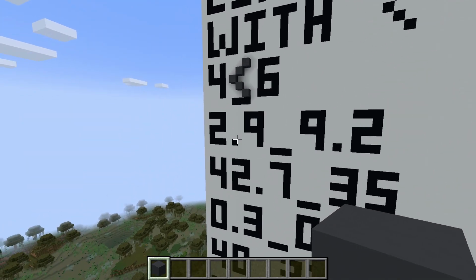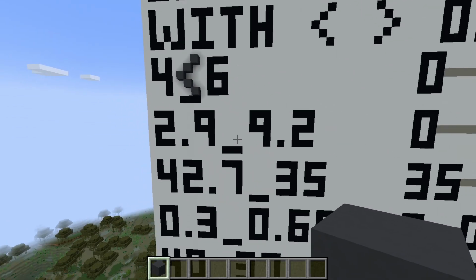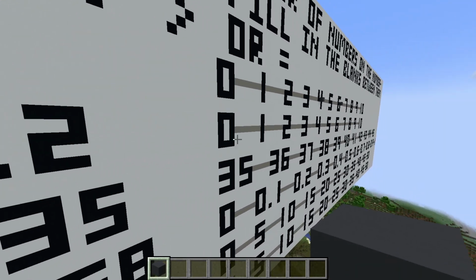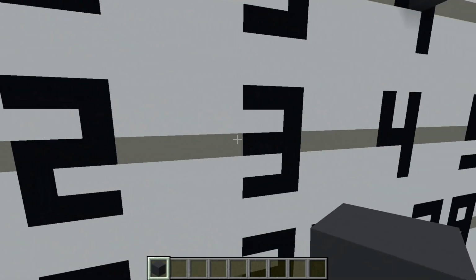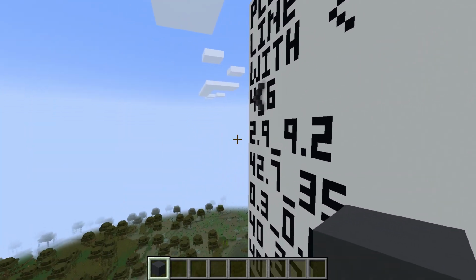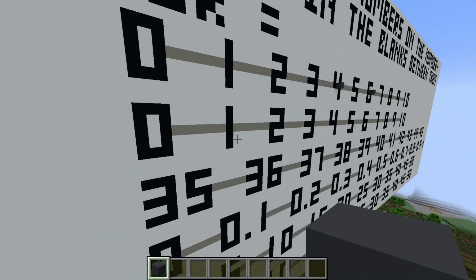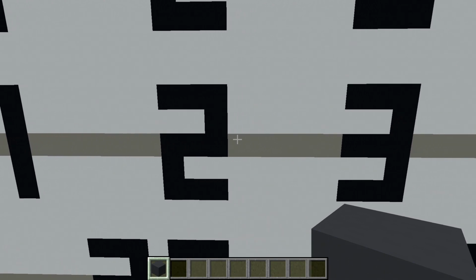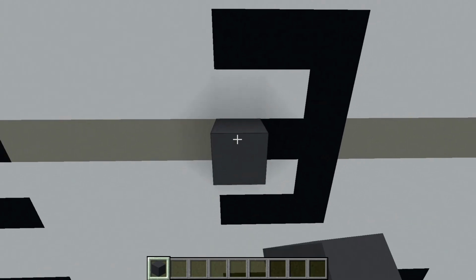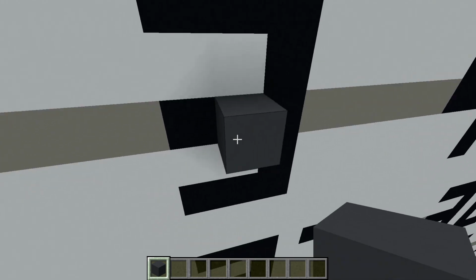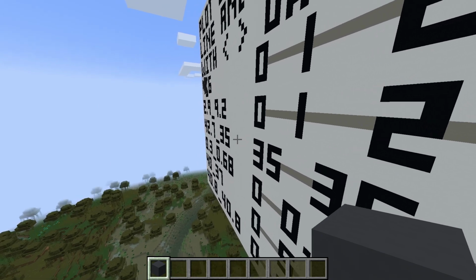Next up, 2.9 and 9.2. This one's a little harder, but not by much. 2.9 is going to be between 2 and 3. Remember, we look at the whole number part and then the 9/10ths here. So 2, 9/10ths after, it's going to be very slightly smaller than 3. So if right on the center of 3 was 3, it's going to be like right here, a little to the left.